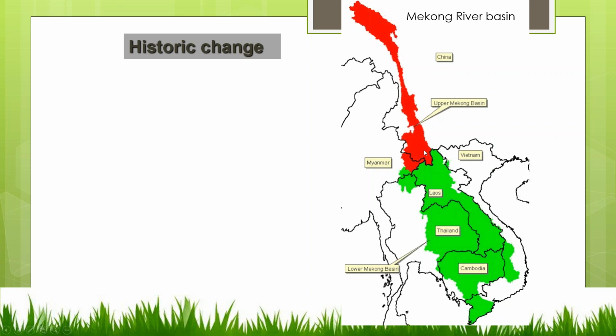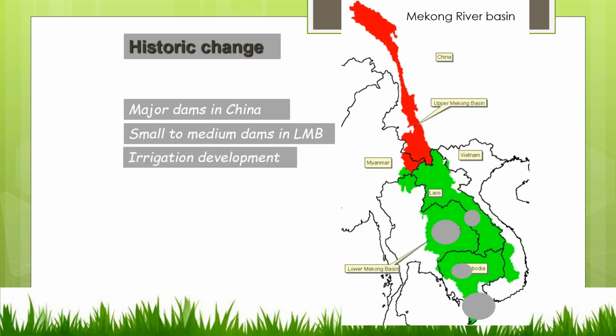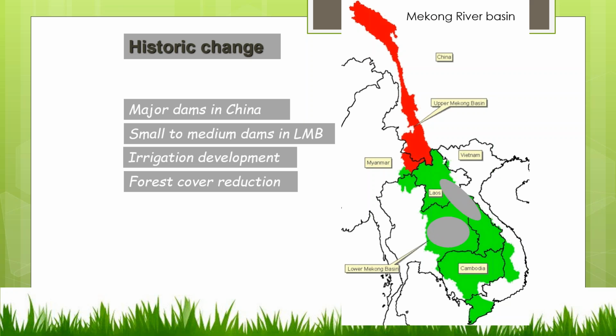And this is the China part. They are the only one not on the table right now. Everybody else, the ones in green, are all on the table and working with the same knowledge, same information, same resources to look at the impact of the major dams that have been built, some of the smaller dams, the irrigation development going on simultaneously, and the forest cover reduction that's going on.